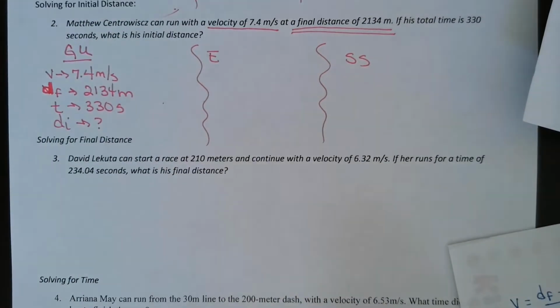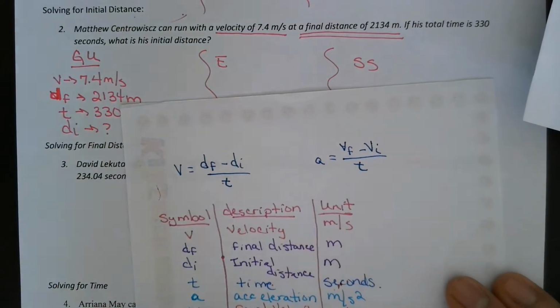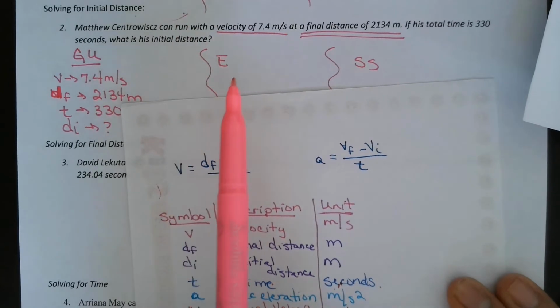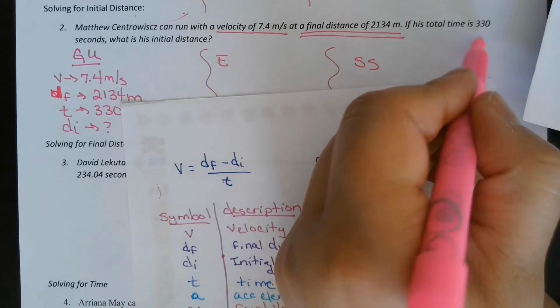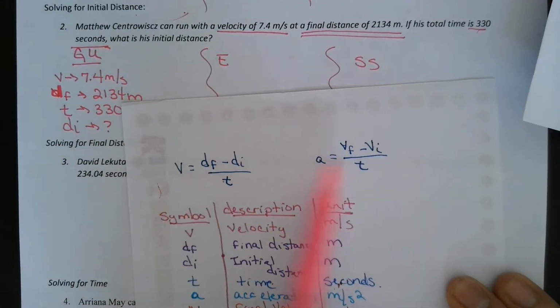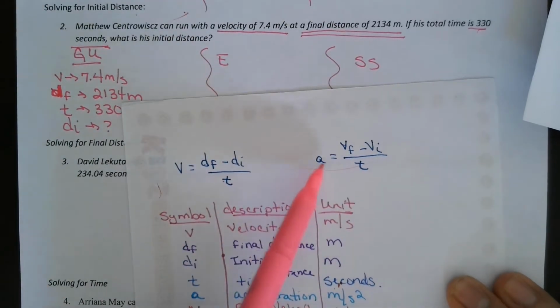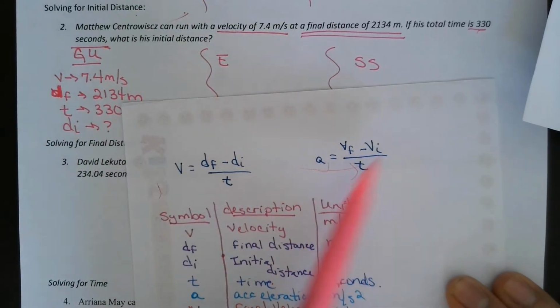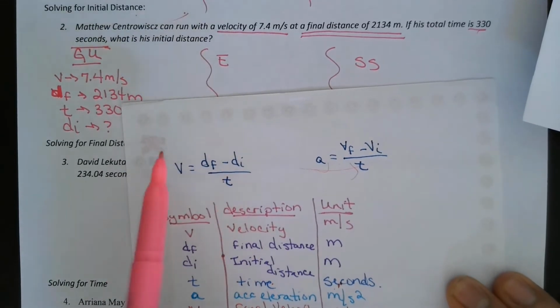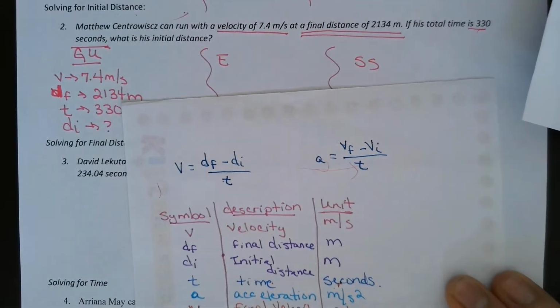All right, so solving for initial distance in this case. Which equation do I use? Well, same thing as in the previous problem. If you didn't watch the previous problem, this is what we did. I went through and we determined what everything was. Now that we know what everything is and we have it listed, we look at the two equations and figure out which of the two equations has everything that's listed on there. If it has extra stuff, then we can't use it. Like acceleration. I don't have acceleration. I cannot use this equation. But I have V, DF, T, and DI is what I'm looking for. So this is the equation I want.